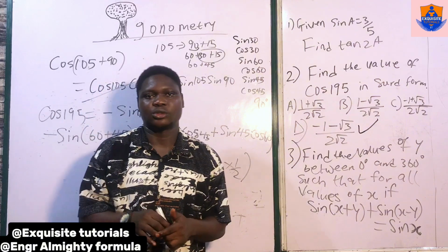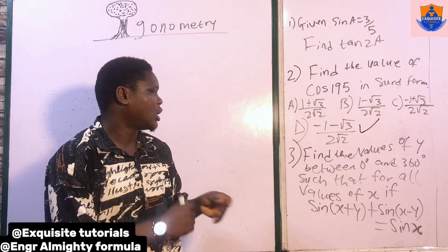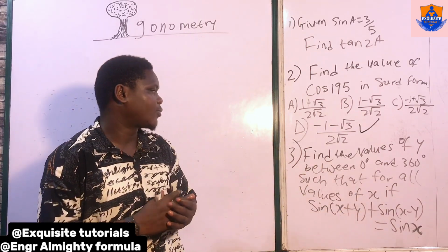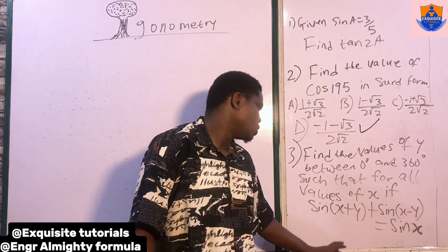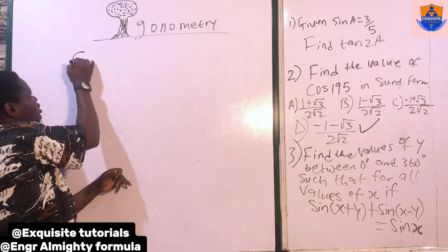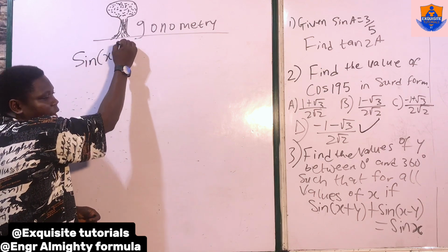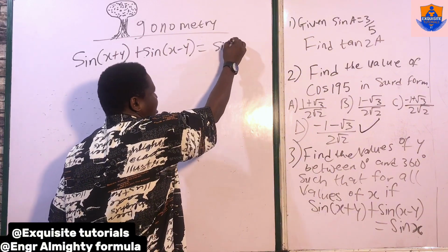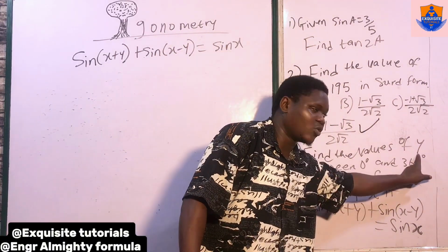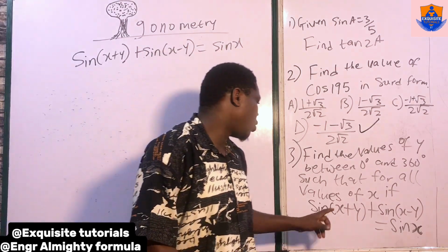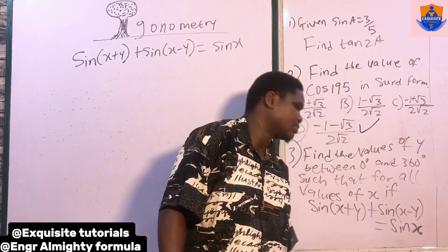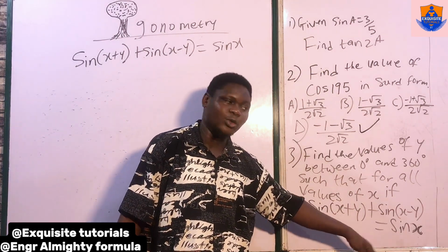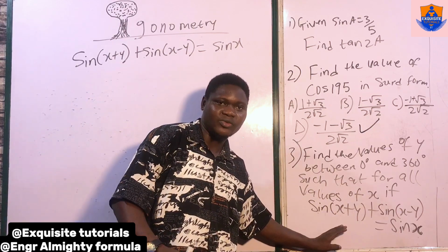Now let's move over to question 3. For question 3, we ask, find the values of y between 0 degree and 360 degree such that for all values of x, the condition is sine(x plus y) plus sine(x minus y) equals sine x. So we are looking for the values of y, not x, such that for all values of x, this holds. I think they are trying to make x a constant value, so we are seeing x as a constant value here.